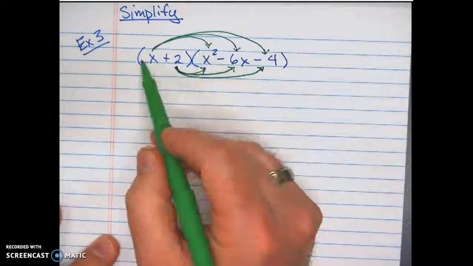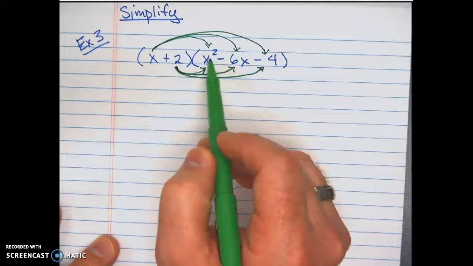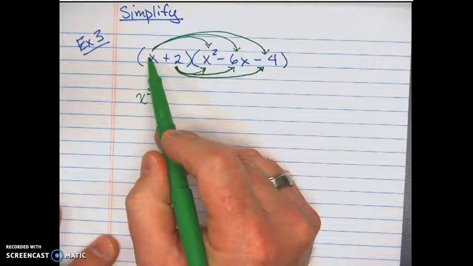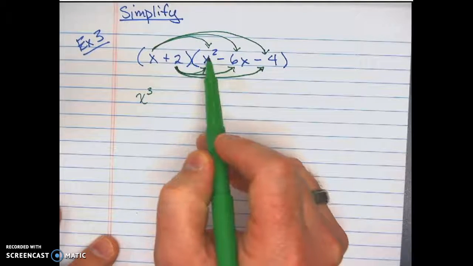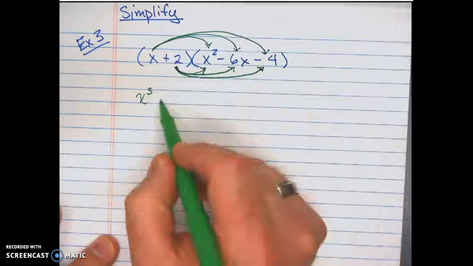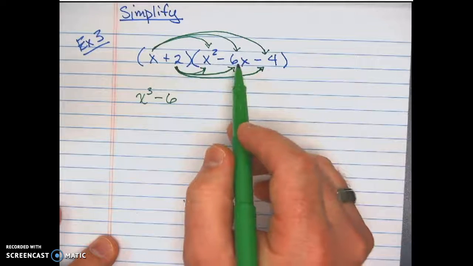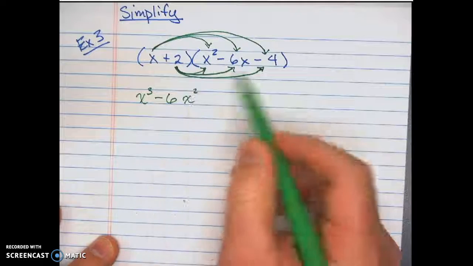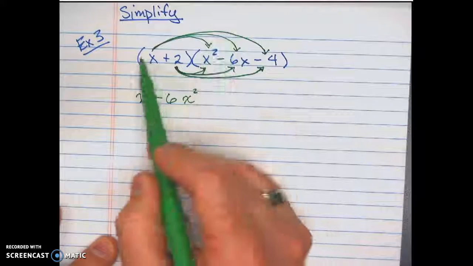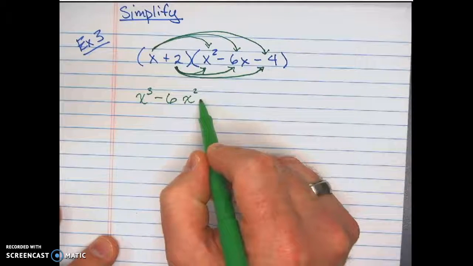So first up, I always like to go with the x because that's my first term in my binomial. So I have x to the first times x squared. So again, we're going to add exponents, so I have x to the third. Now we're moving from our first term in the trinomial to our second term. So I have x times negative 6x. So it's going to be 1 times negative 6, or negative 6. X times x is going to be x squared. Now we're moving to our third and final one for our first term in the binomial. So x times negative 4, I'm going to have negative 4x.